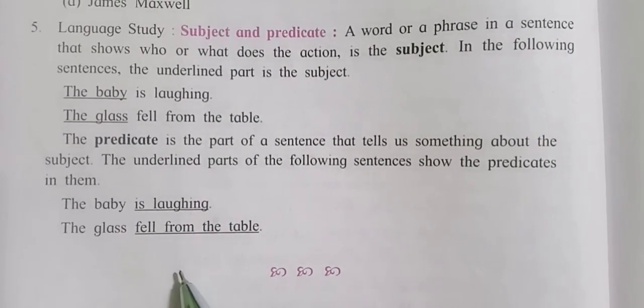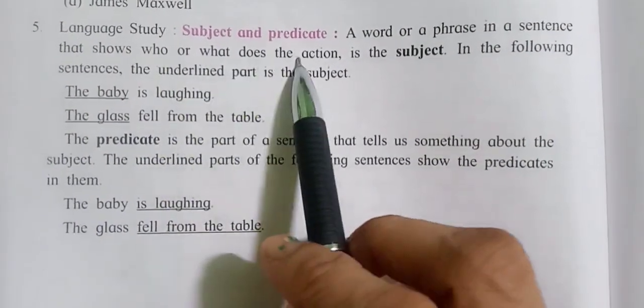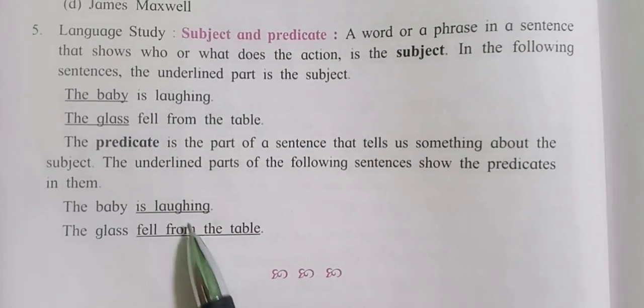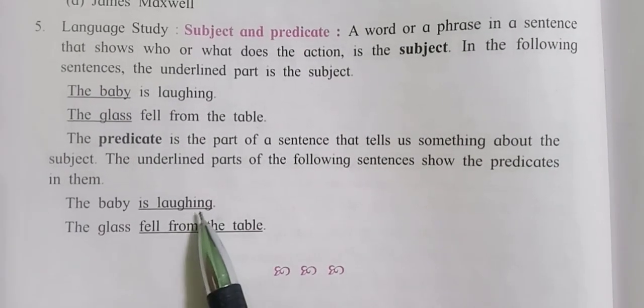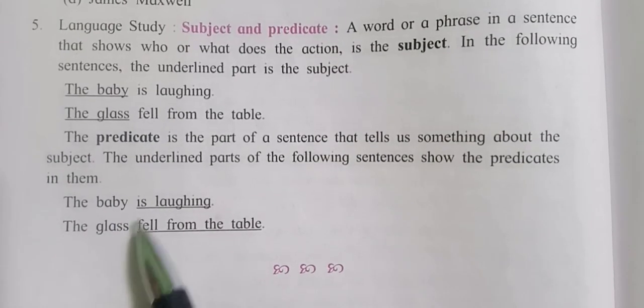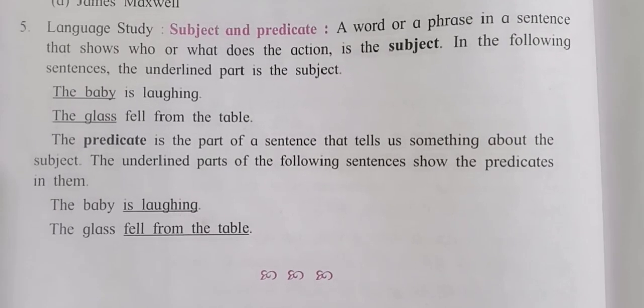So, understood students, the subject is who or what does the action, and the remaining part of the sentence which tells us something about the subject will be our predicate. Now let us see some more examples.